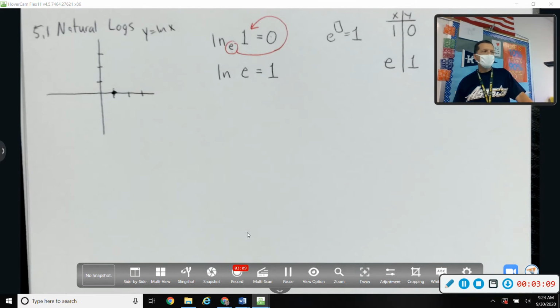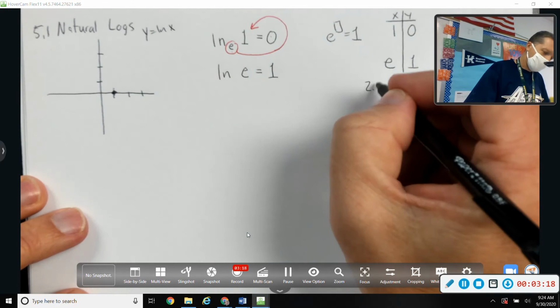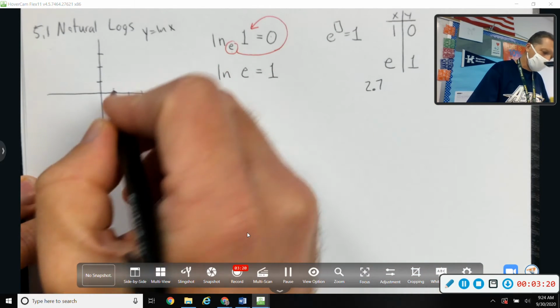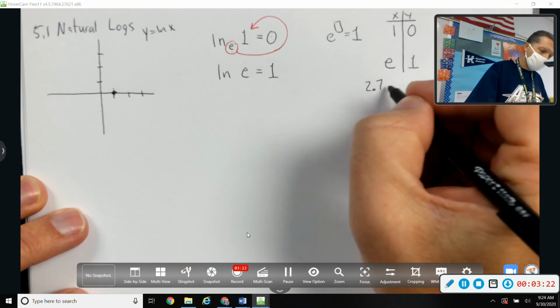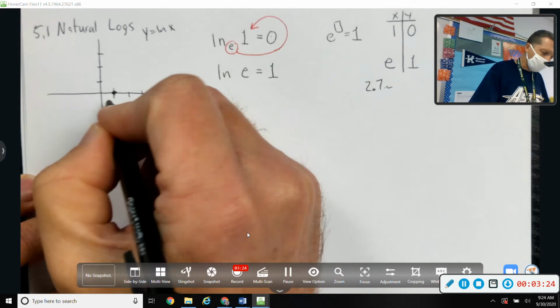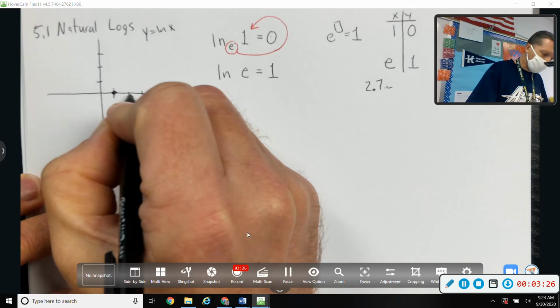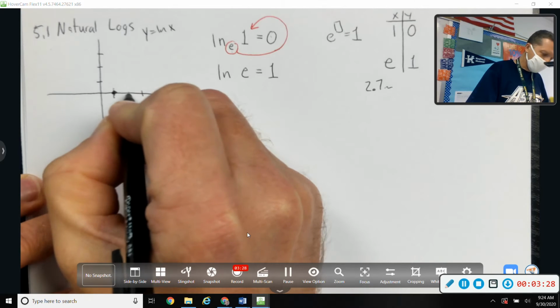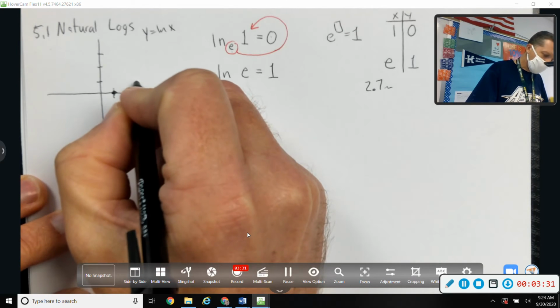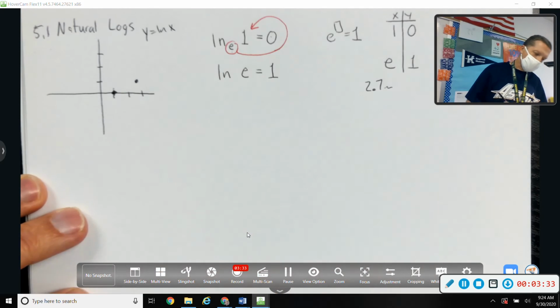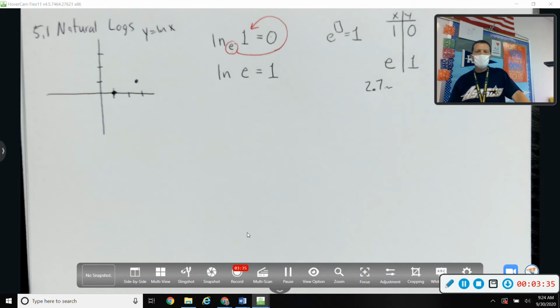Well, what's E? Anybody remember? 2.7 something, and that's good enough for us, especially for what we'll be doing, which isn't much with it. 2.7 something, and not 2.7 exactly, but graphing wise, 2.7 something is close enough. 2.7-ish, and up to 1. Okay, well, that's part of our graph.